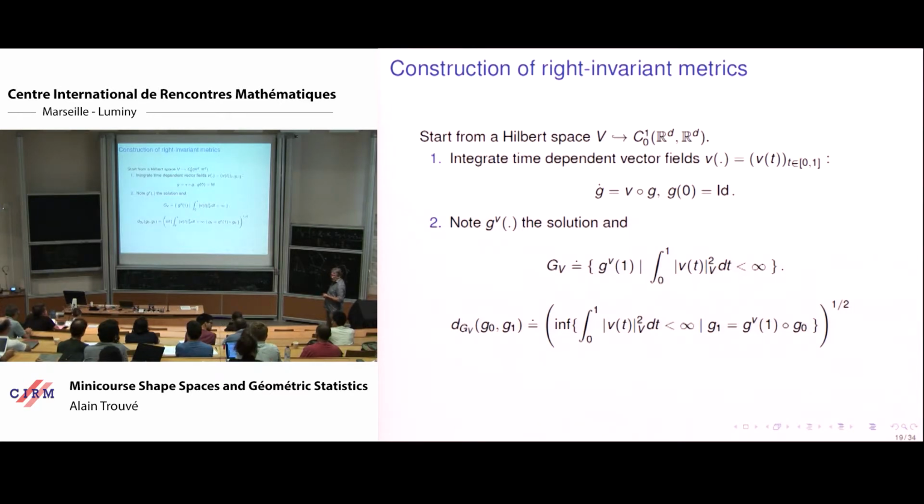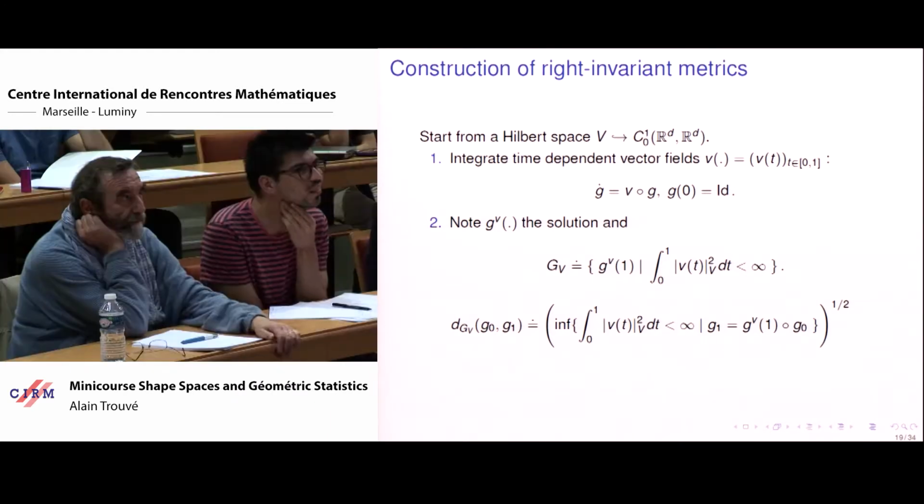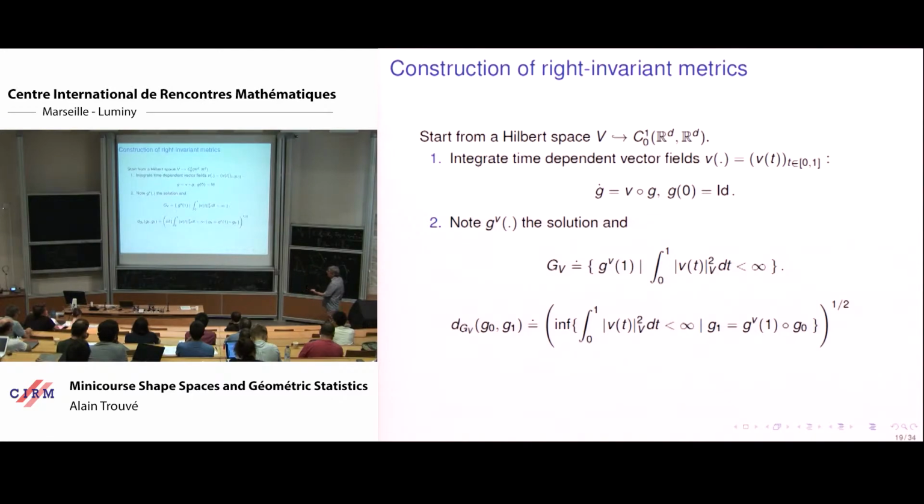Okay, so what is the construction? I will skip that. To have the construction of a right invariant metric on a group, you just need to integrate flows. And so at the end, you have to minimize this kind of formula. V will be a time-dependent vector field, and this metric will define the metric on the tangent space at the identity for the group G. And by right invariant, you see that this is exactly the formula.